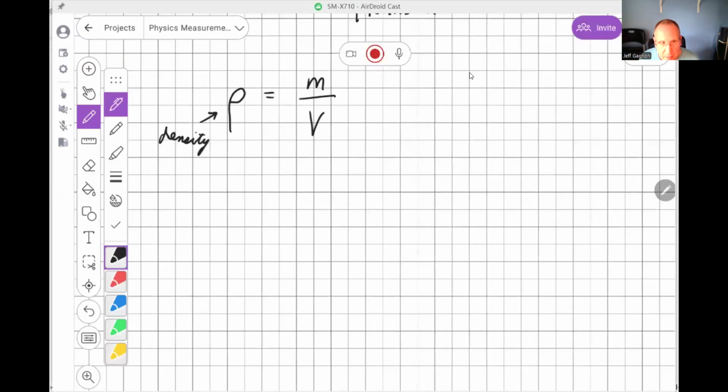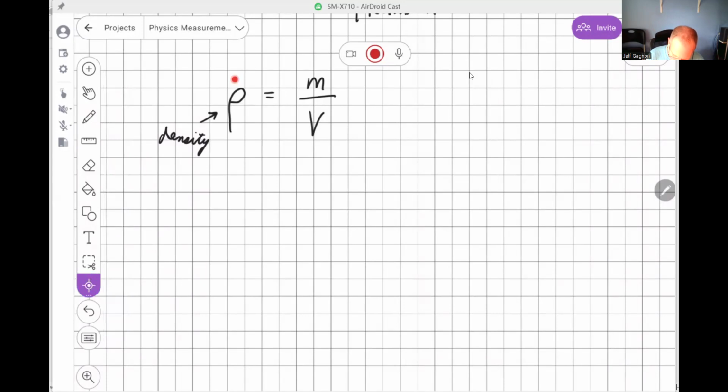Okay, so again, remember density, and usually we represent density by this Greek letter rho here. So that stands for density, is equal to the mass divided by the volume of that aluminum cylinder. So you're simply going to take your average mass divided by the volume that you computed, and that will be your density.